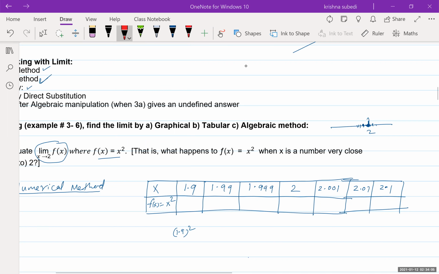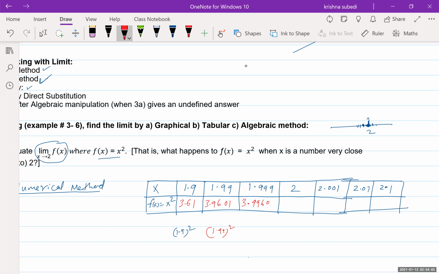Okay, thank you. I see your answer in the chat room. So this is 3.61, you said. And now for this one, plug in the value 1.99 squared. How much is that? I see that you got 3.9601, and for 1.999, I see that you came up with 3.996. Okay, four digits I'm writing, 9960, something like that.